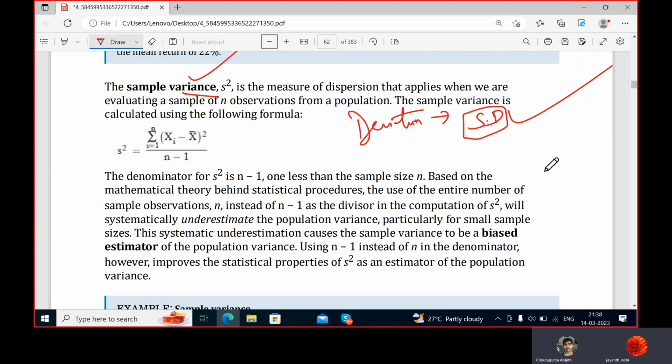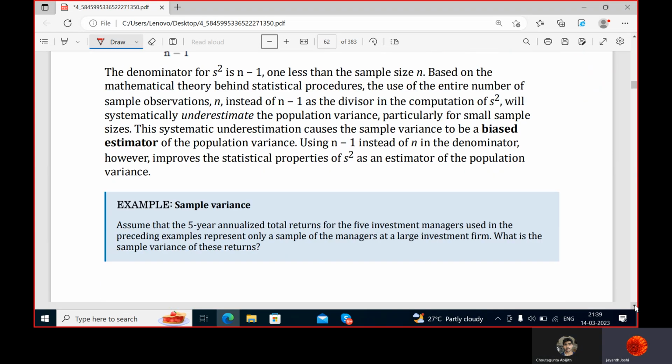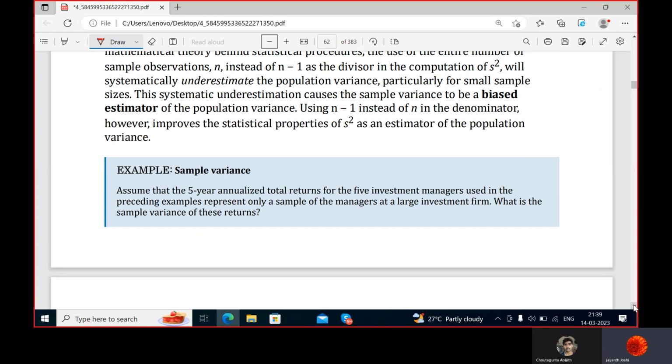Since we know that the sum of the deviations of the observations from the mean, whatever you have calculated, when you add them up, you always get 0. So to remove that, we square, and then we remove the negative values, and all the values will be positive. Then we get the variance, and when we find the square root of that, we get the standard deviation.